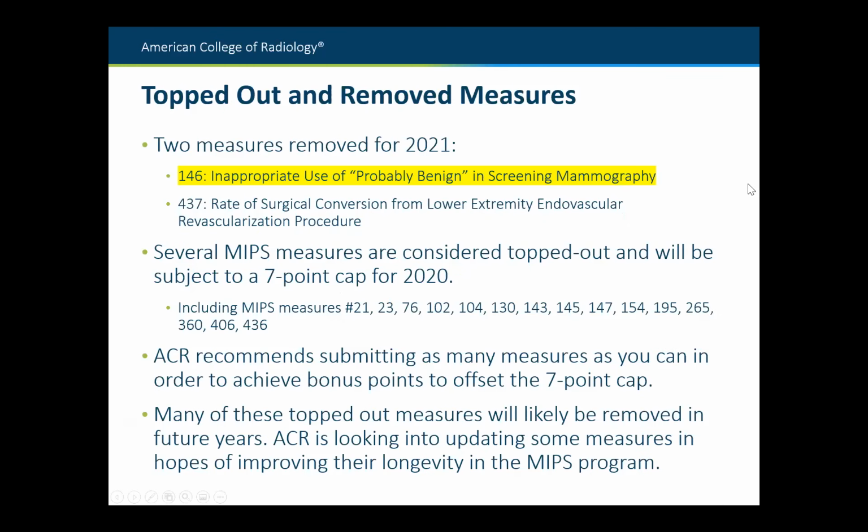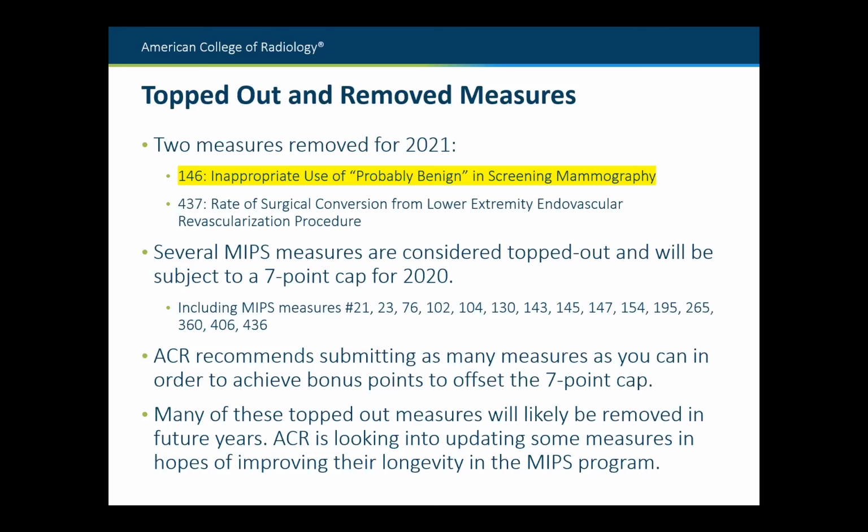So moving on, I also want to talk about the topped out and the removed measures a little bit. This is definitely relevant to a lot of the QCDR users that we have. 2 measures were removed for 2021. One of them that I've highlighted, we had a lot of people submitting this measure. 437, not so much. That probably won't affect as many people. But 146 is the inappropriate use of probably benign in mammography measure. Now, this means that there are very, very few mammo measures left, unfortunately.